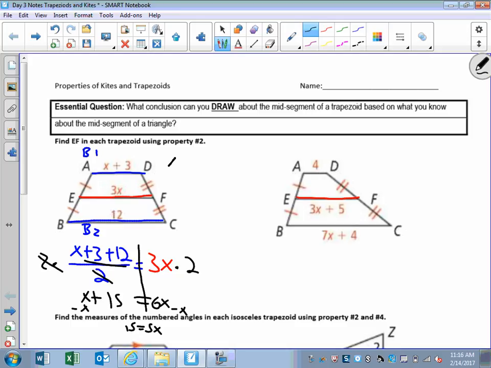So x is 3. But the question asks us to find EF. Okay. So for EF, we got 3x. So that's going to be 3 times 3. So EF equals 9.